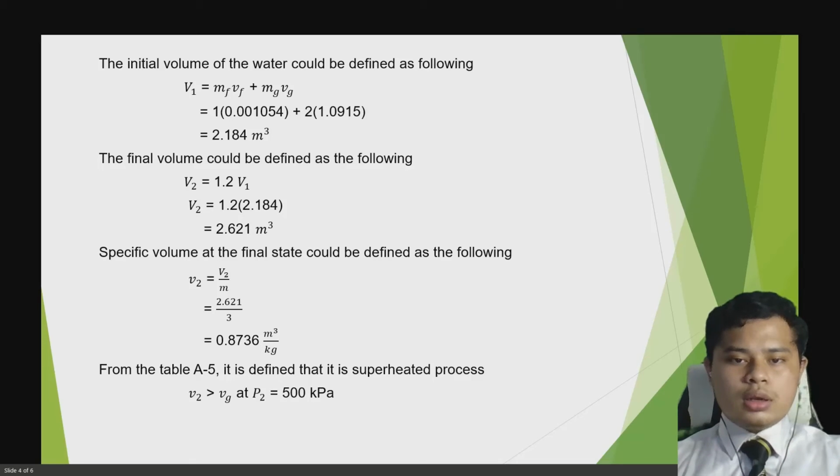After we get the specific volume, we will check from table A5 that the specific volume at the final state is larger than the specific volume at vapor phase when the final pressure is equal to 500 kilopascal. So it is defined that it is undergoing the superheated process.